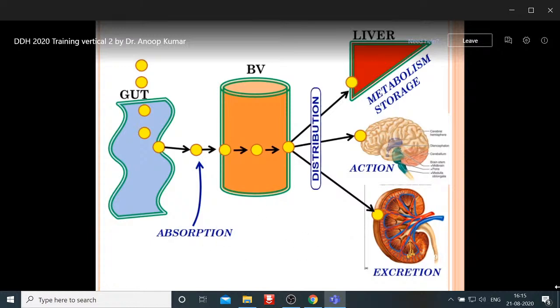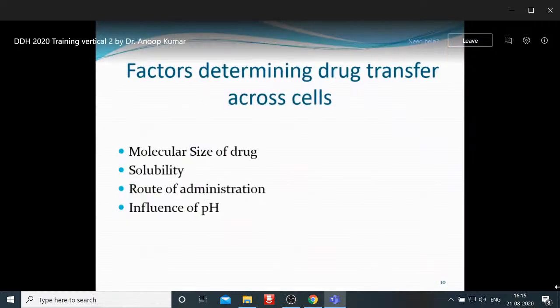When you use various tools, many of you may have heard about the Lipinski rule of 5. There are various factors which determine drug transfer across the cells. First, the molecular size of drugs. As you know, most of the drugs which are available in the market are around 200 to 500 Daltons.